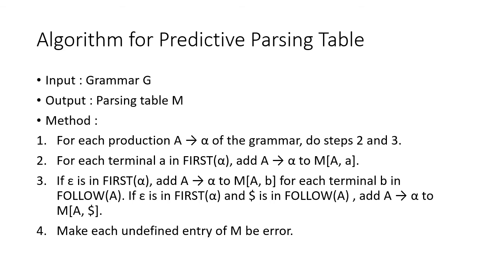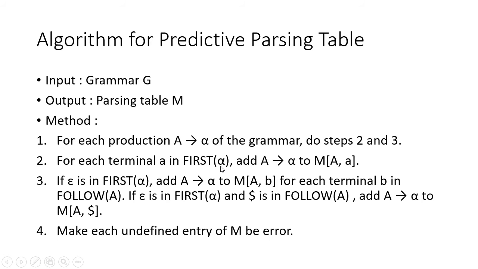Now once we have done the calculation of follow, we already got the first of everything, we also got the follow of everything. Then we have to create a predictive parsing table. Now there is a rule which we have to use. The input is a grammar, the output will be the parsing table. For each production A derives alpha of the grammar, do step 2 and 3. So step 2 and step 3 is repeated.